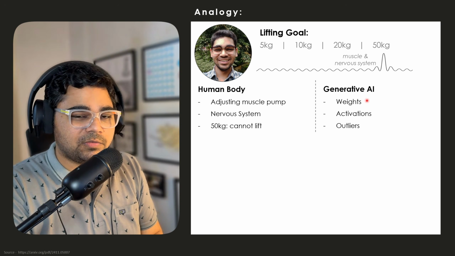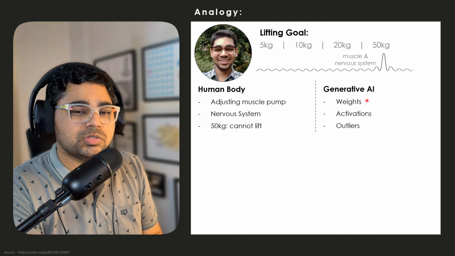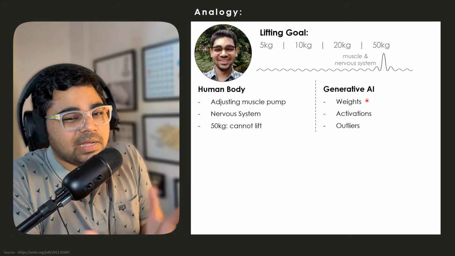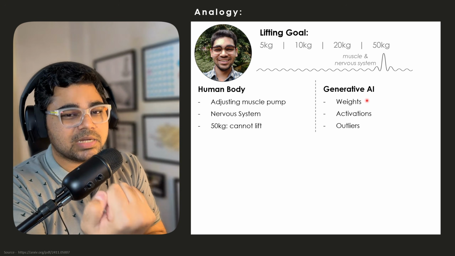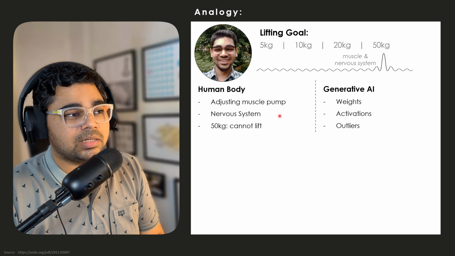For example, if I have to lift 5 kg, I don't need to use the entire weight. But when I have to lift 10 kg, then I have to use more weight. If I have to lift 20 kg, I need to use even more. And 50, I'm not sure if I can lift it. But imagine these muscles as the weights that you keep constantly tweaking. And the activations are the nervous system.